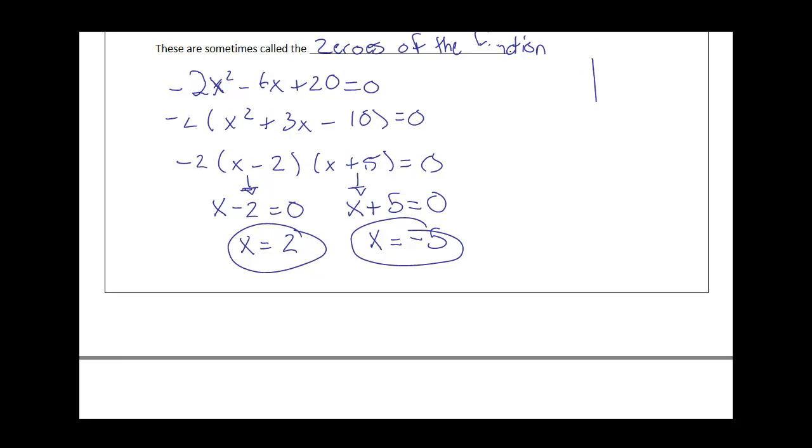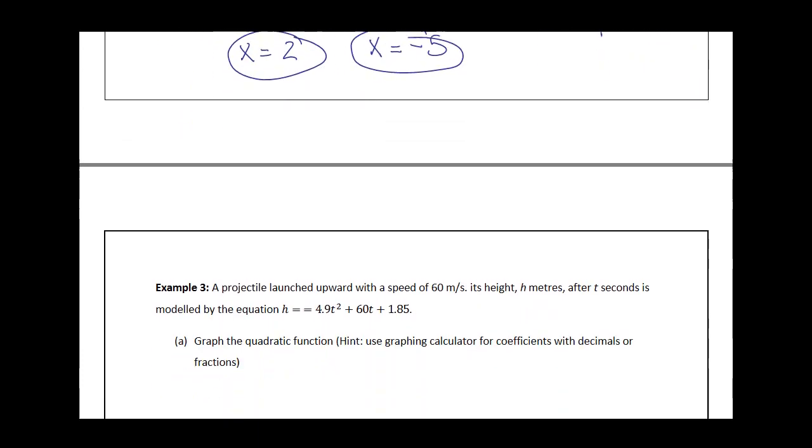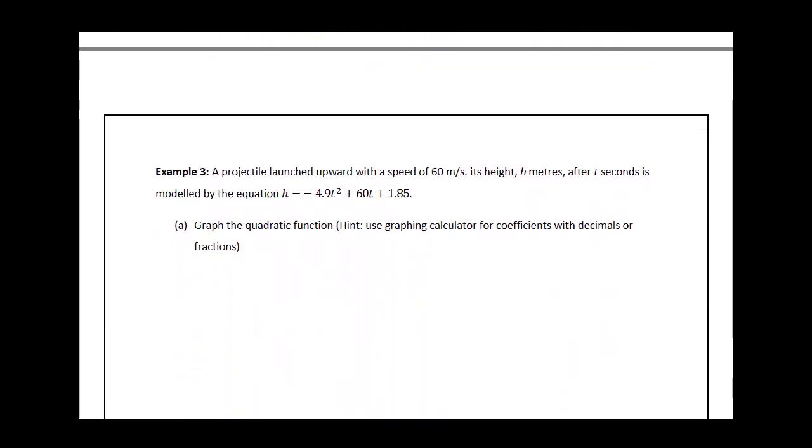So if we actually looked at the graph here, we would see something that was a sad face because we have a negative leading coefficient, and these two intersections with the x-axis are x-intercepts of 2 and negative 5. Awesome. Let's look at one more example here. We got example 3.